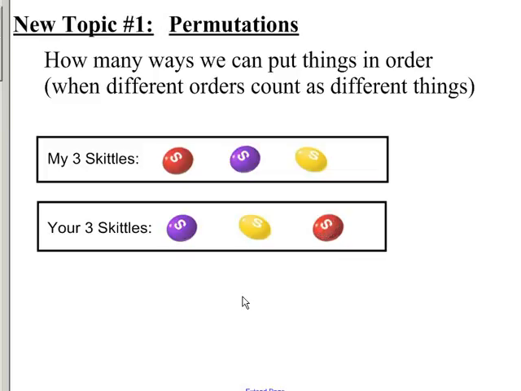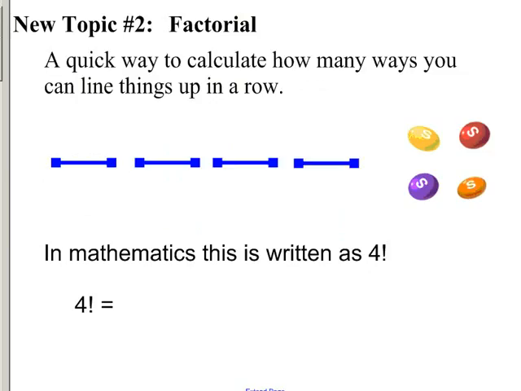So permutation says that these are different. Different orders are different things. These are 2 different things right here. That's permutation. I know you and I have the same Skittles, but a permutation says those are different because they're different orders. Keep that in mind. So I want to line up. This time I have 4 Skittles, and I want to line them up right here.